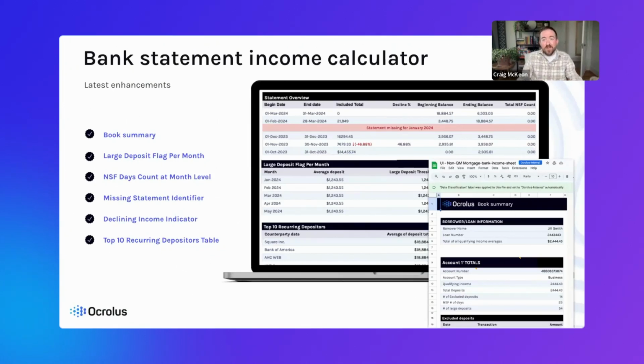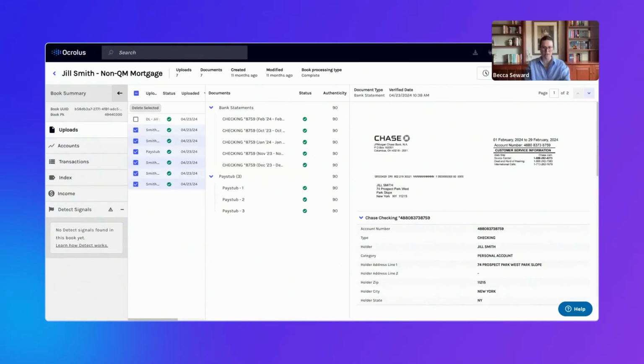Becca, I know everyone's really excited to see what this looks like in practice. So let's walk through the calculator from an underwriter's perspective, and we can highlight these new features along the way, where they live and how you can use them. Thank you, Craig. Let me go ahead and share my screen. We'll start by looking at the Ocrolus dashboard.